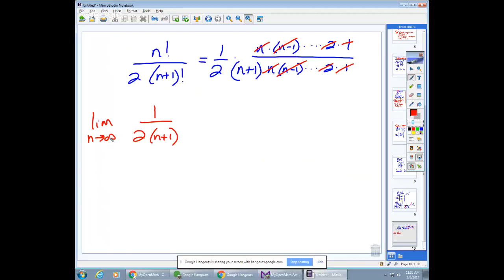Well, this one's not too bad now. The top is fixed at 1, the bottom's getting bigger and bigger and bigger, and so this goes to 0. Let's see, I'm pretty sure that 0 is less than 1. Agreed? So that means we have convergence.